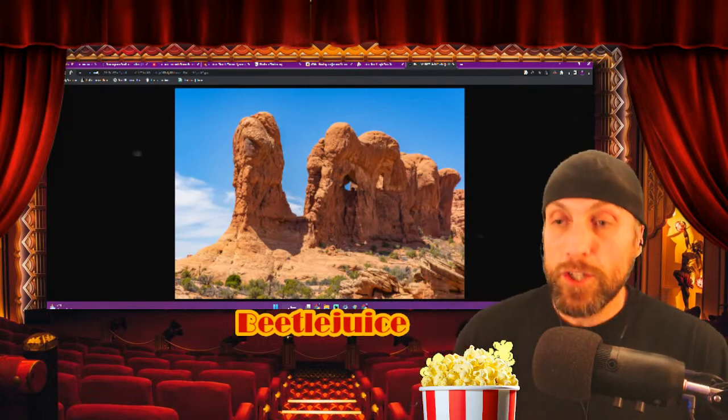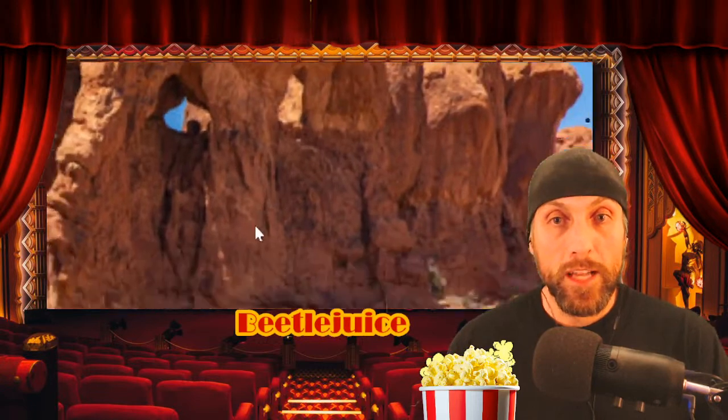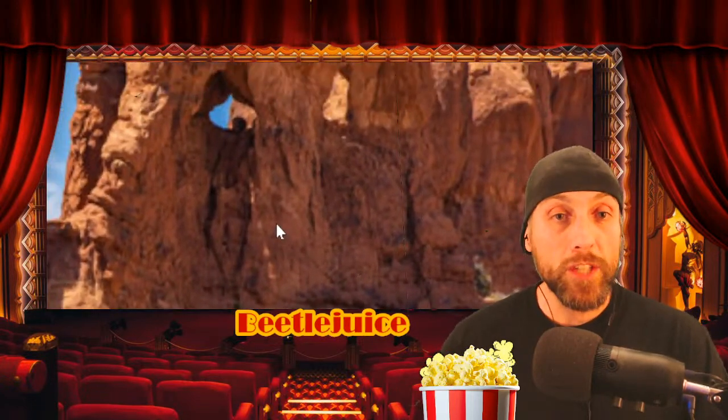Sometimes this one's an arch too. Let's zoom in on this one real quick for a good example. Now, if you just take a cursory glance at it and you don't think anything of it, you would just say, oh, it's just a rock. Oh, it's just a hill. It's just some strange formation. And we don't think twice about it.